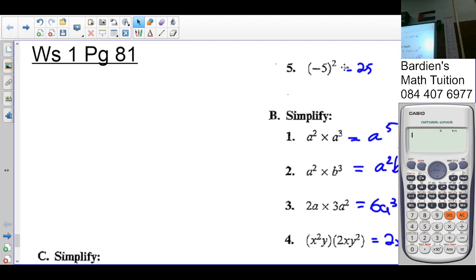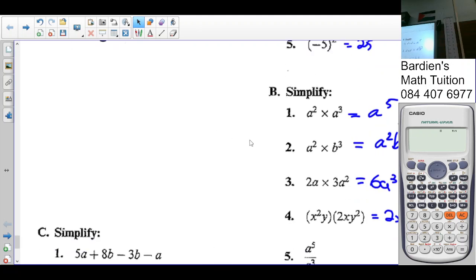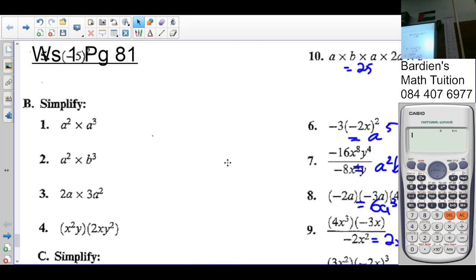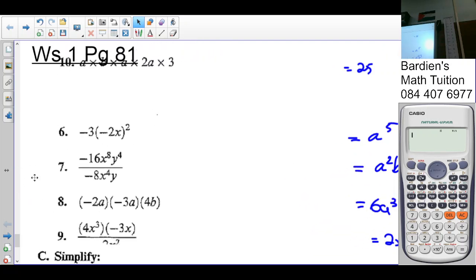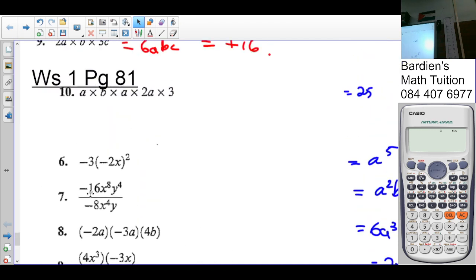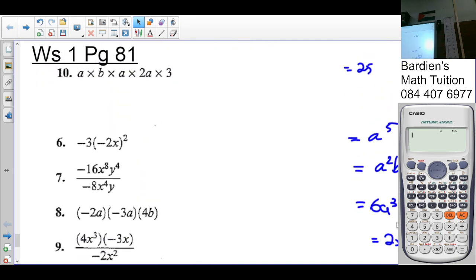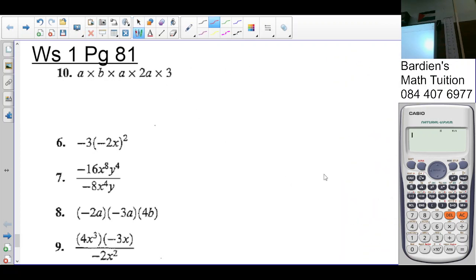Any issues here? No? There's your number 10. Number 10. 2 times 3? 6. A cube B. Okay. Why are you not writing? Number 6.